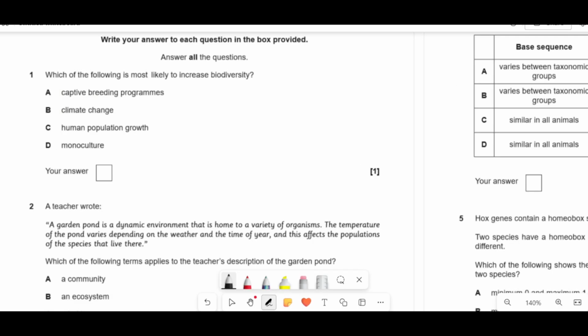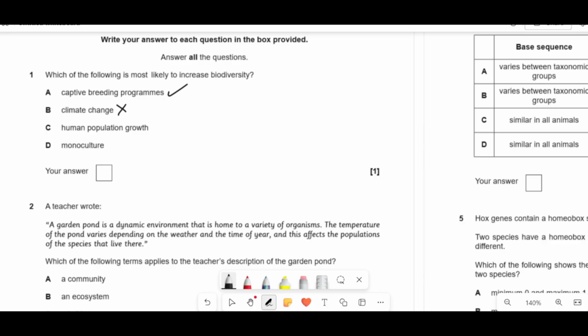Which of the following is more likely to increase biodiversity? Biodiversity is all about having a large variety and variability of different species. So you've got lots of different species and different numbers of each species. Whichever one of these options is going to be it. Captive breeding programs can do that, because if you've got something that's near extinct, you can start captive breeding them and bring them back up in numbers. That's definitely one that can.